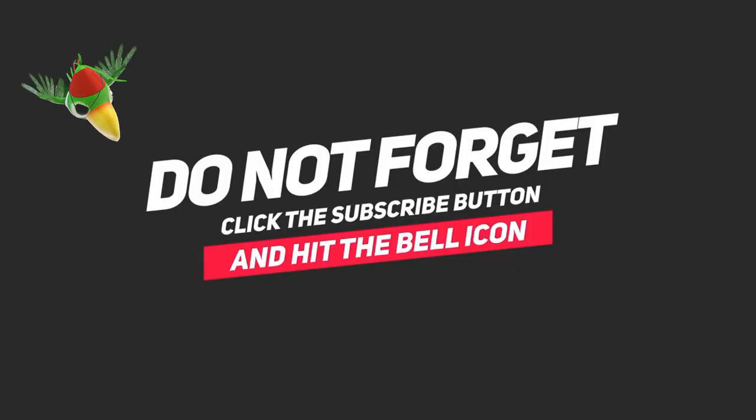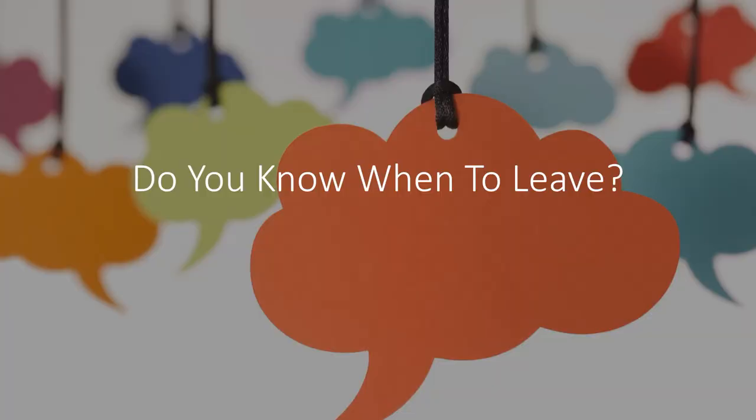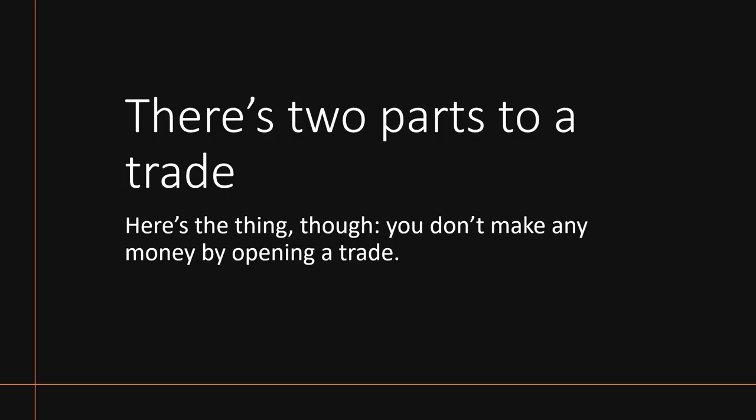So we're going to wrap it up here, and we're going to start moving over to finding your exit points and your exit strategies in the second part of this class, and that'll be a separate video, same title, but just part 2. So make sure, do you know when to leave the markets? Because there are 2 parts to every trade. We all know there are 2 steps in every trade: when we open a position and then when we close a position. But we very often get really focused on the first, and often to the exclusion of the second.